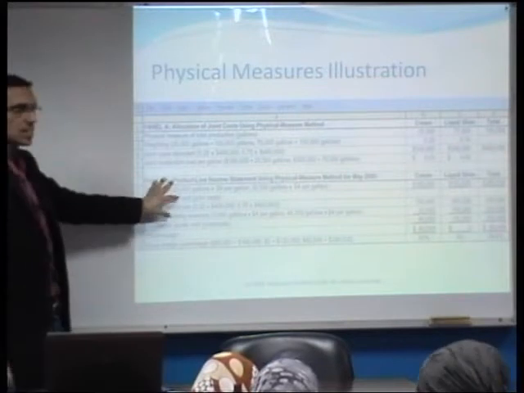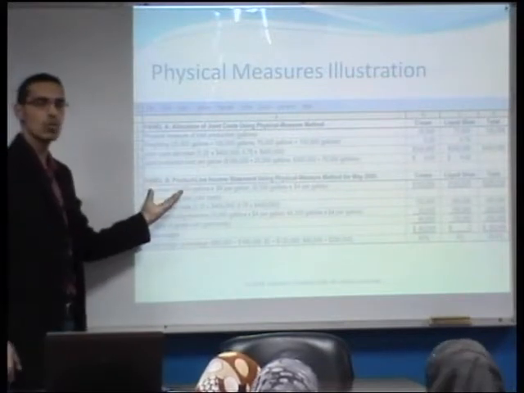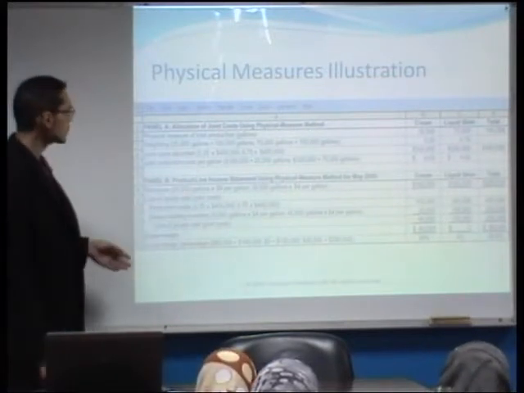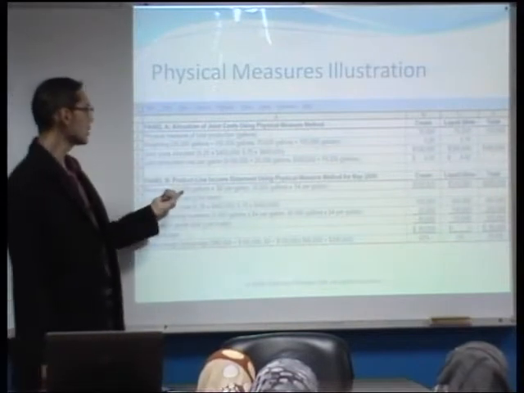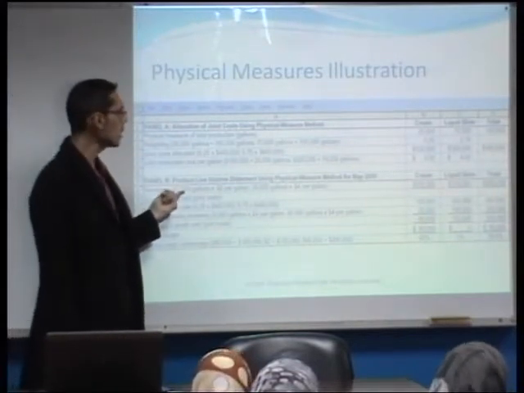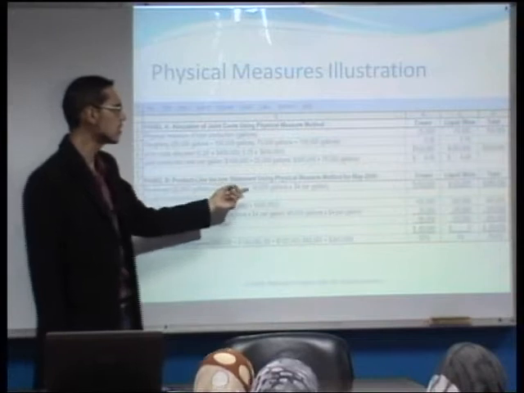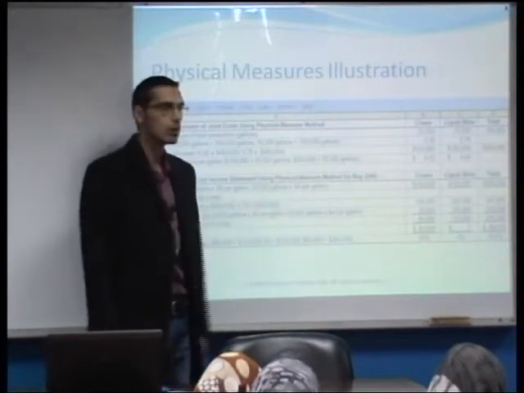Therefore, in the income statement, first of all, we are going to consider the revenues. We sold 20,000 gallons of the cream at $8, and 30,000 gallons at $4.